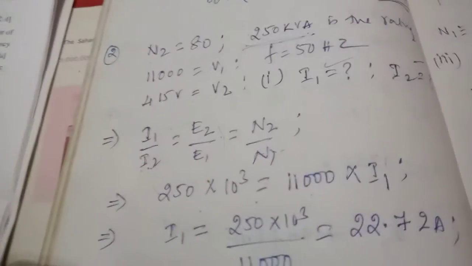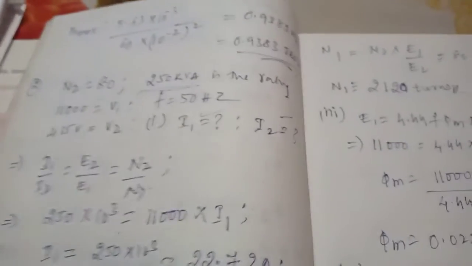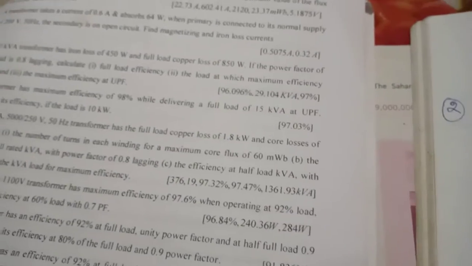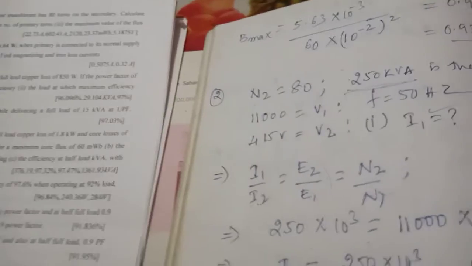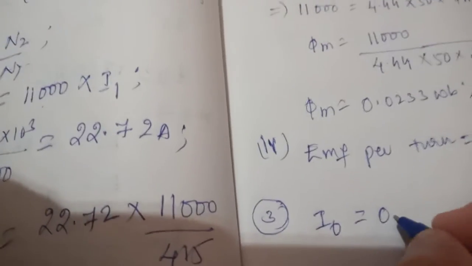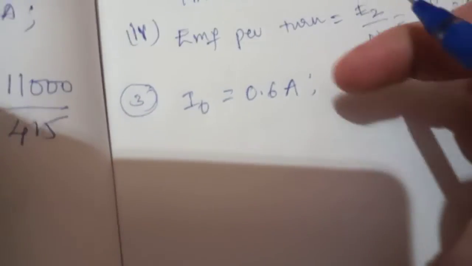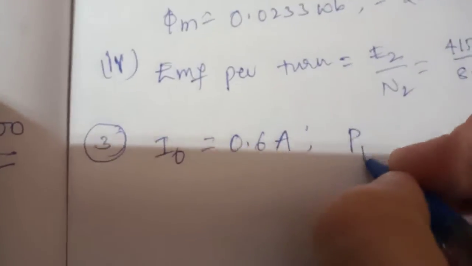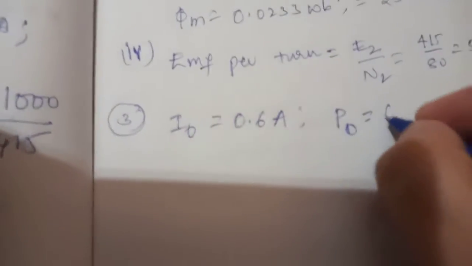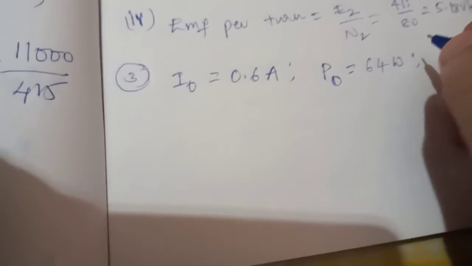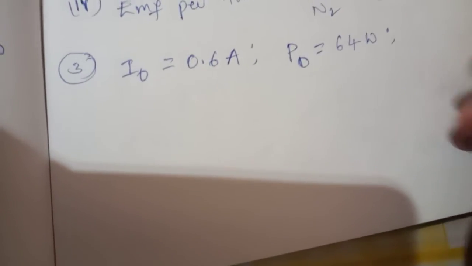So what they have given, you have to consider the case of a transformer on open circuit, that is, on no load. The transformer takes a current of 0.6 amps when open circuited at the secondary, so that is I0, the no load current. It absorbs 64 watts, which is P0, the no load power, when the primary is connected to its normal supply.